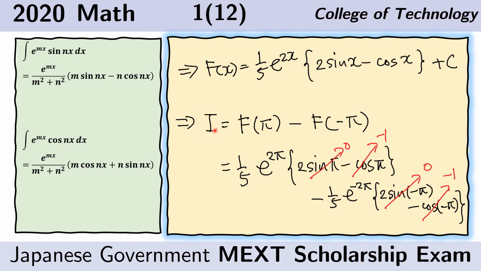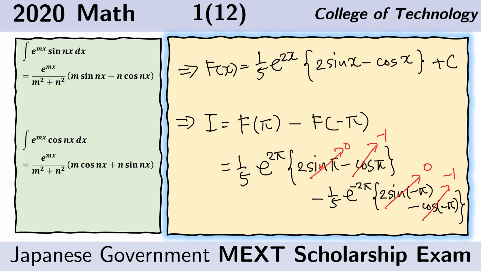Therefore, our definite integral is just f of pi, which is the upper limit of integration, minus f of negative pi, which is the lower limit of integration. We substitute this value into f of x, and this is what we obtain for pi, and this is what we obtain for negative pi.